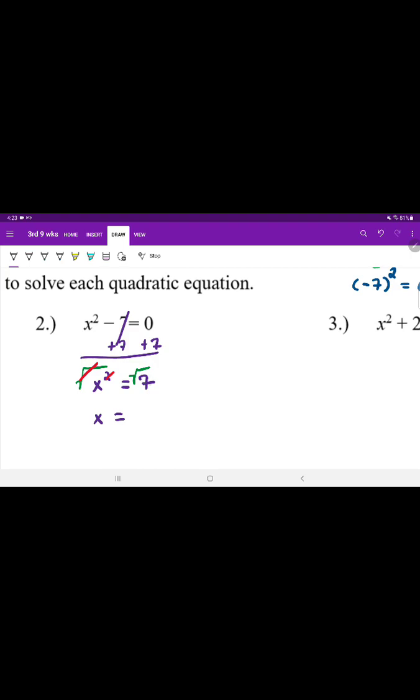And then since square root of 7 is already simplified, it's not a perfect square either, we're just going to have square root of 7. But again, remember, since it's a square root, we're going to have to put plus or minus in front of it, so it can be a positive square root 7 or a negative square root 7. Okay.